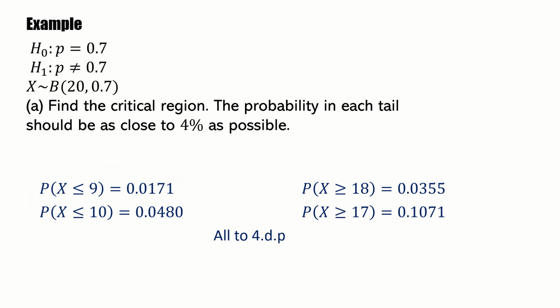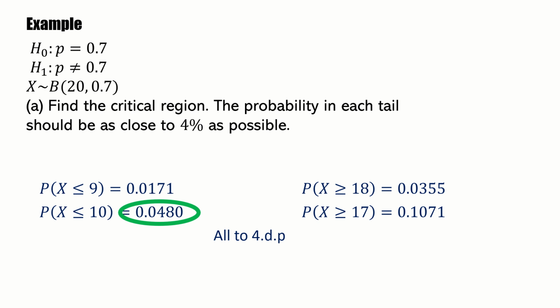So for the lower tail, looking at these 2 probabilities, we realize that the 0.0480, despite being bigger than 4%, is closer to 4% than 0.0171 is. Now, this is one where I thought it was quite easy just to look at it and instantly know which one's closer. Sometimes if it's a bit more difficult to see, you might want to take away both of these probabilities from your threshold, in this case 4%, so then you see the difference, and it's easier to see which one's further away.